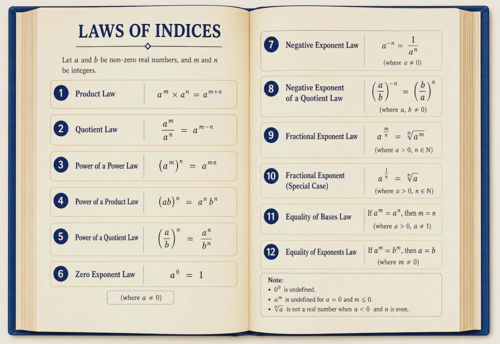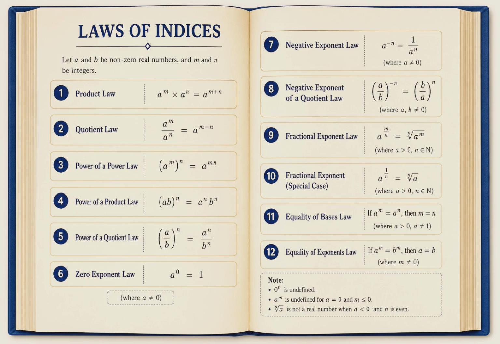Now the sixth law, which is the zero exponent law, this one is straightforward. Anything raised to power 0 is 1, provided that a is not equal to 0. That is, 0 raised to power 0 is undefined, but anything apart from 0 raised to power 0 is 1.